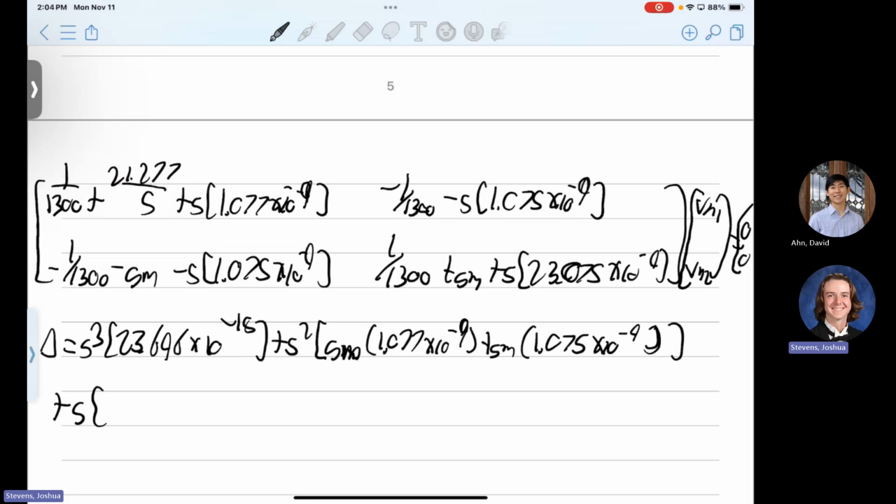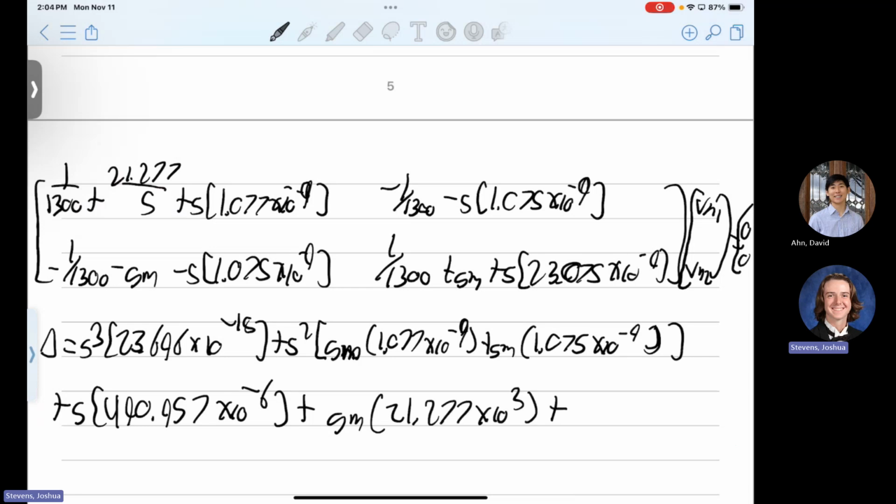Plus S times 490.957 times 10 to the negative 6th, all plus GM times 21.277 times 10 to the third plus 16.366. So you'll have the S squared, does that have both GM? Yes, those are two GMs. Everything that's a letter is a GM.